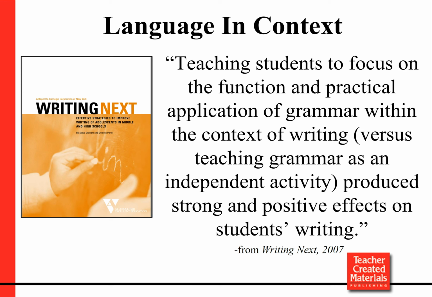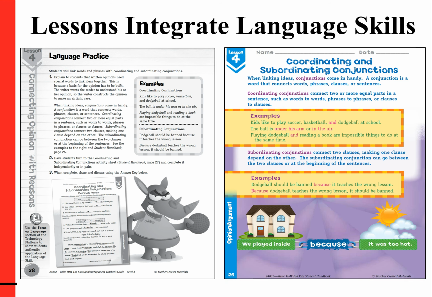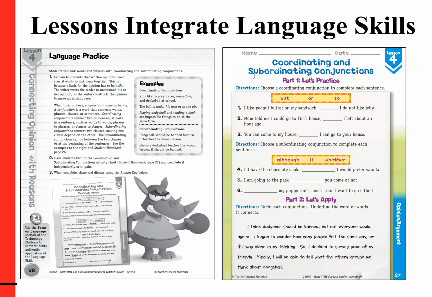Grammar and language lessons are best taught in a meaningful context and applied immediately to students' own writing. The Writing Next panel says that teaching students to focus on the function and practical application of grammar within the context of writing, versus teaching that grammar as an independent activity, produces strong and positive effects on student writing. And Right Time for Kids makes that work easy. It targets specific language for each lesson in both the mentor text and an application for the student writing. For teachers, this means one mentor text card can be used for reading, writing, and language skill development all at the same time.